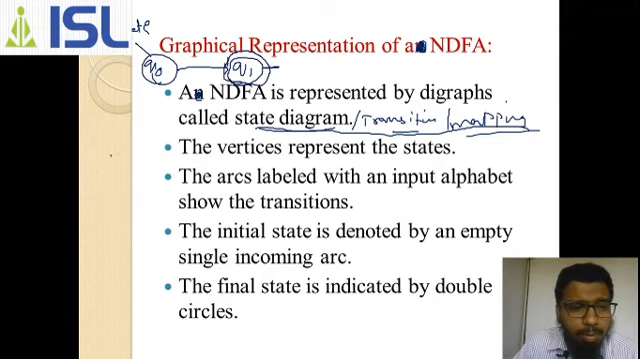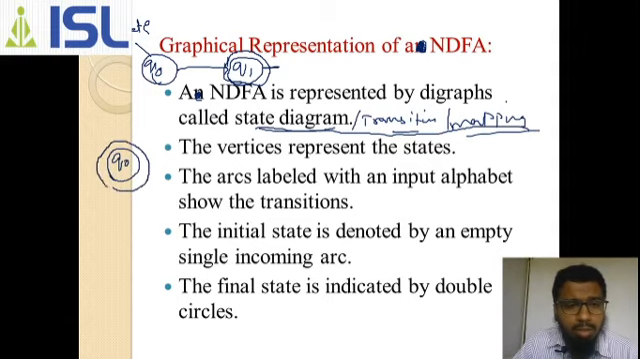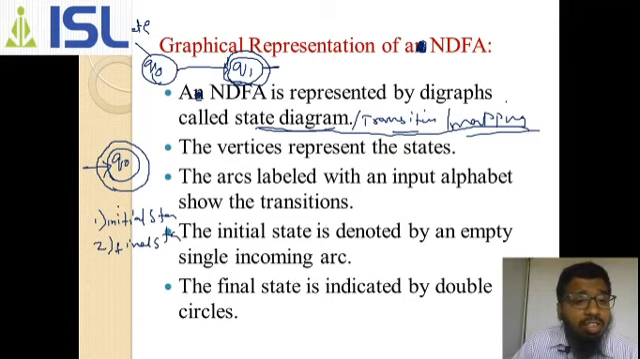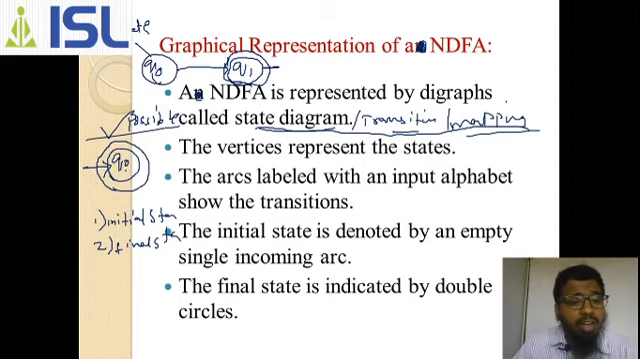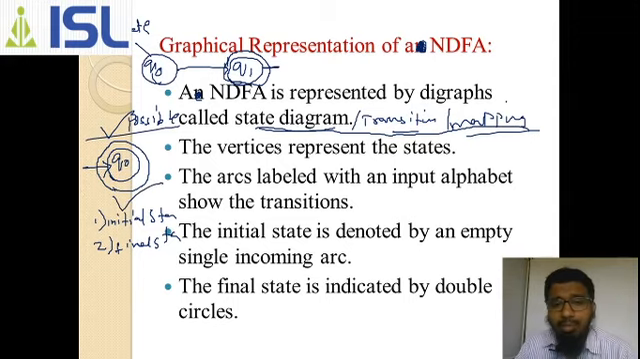And one more thing, you can make Q0 like this. Here, this is an initial state first, and this is a final state. This is possible. Sometimes the initial state is also a final state. Okay, this is also valid.